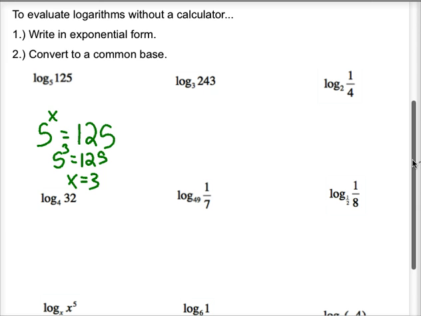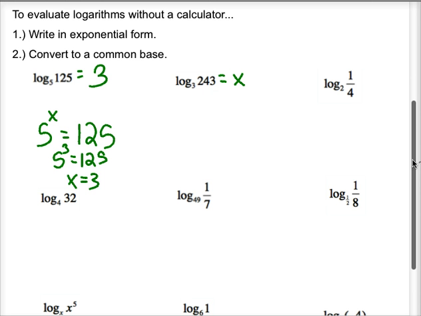This equals 3. Remember, that exponent is the answer to the logarithm. So that's our strategy for all of these. And again, the goal is just practice, practice, practice, seeing this enough times that it makes sense.